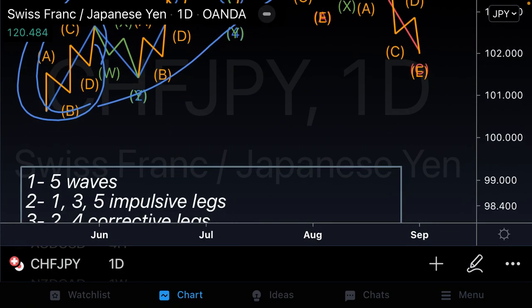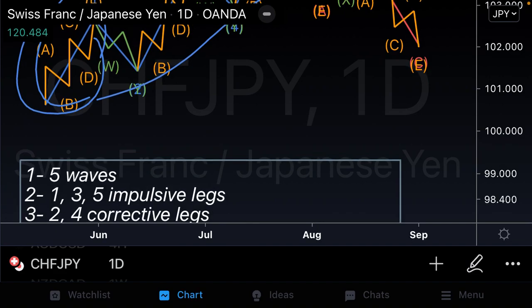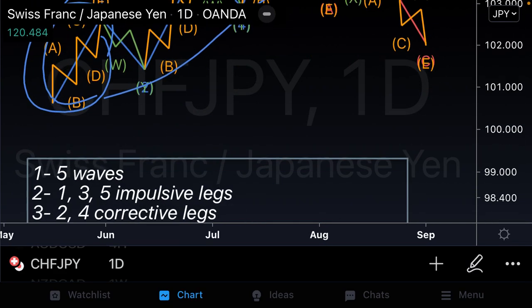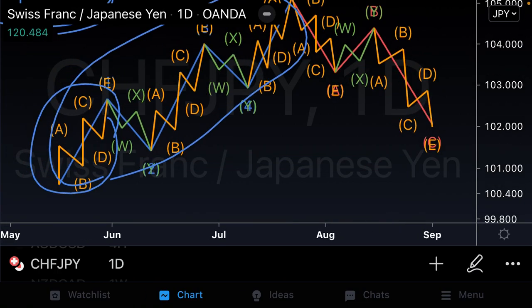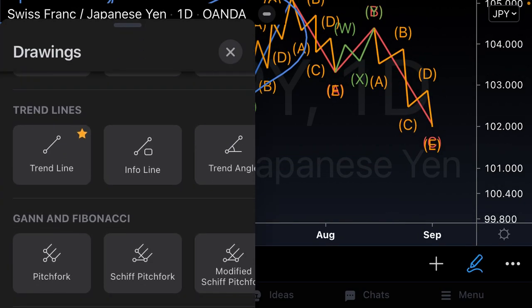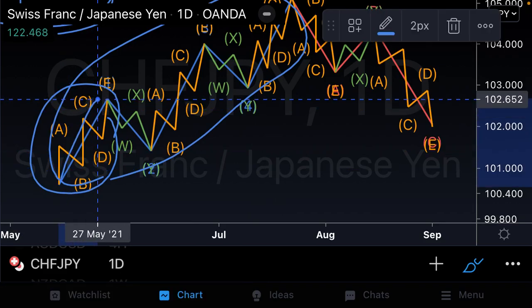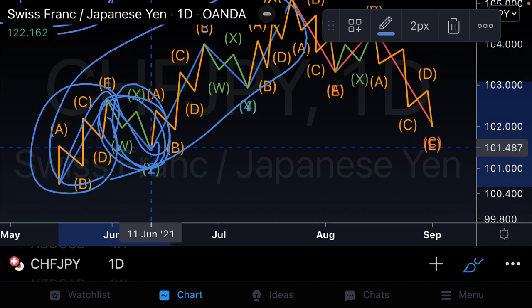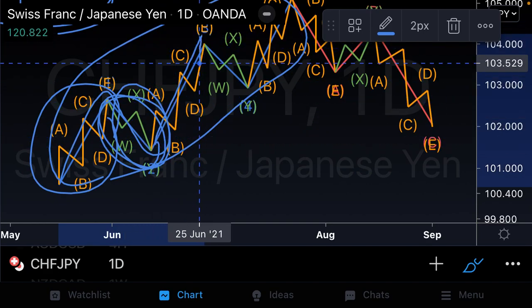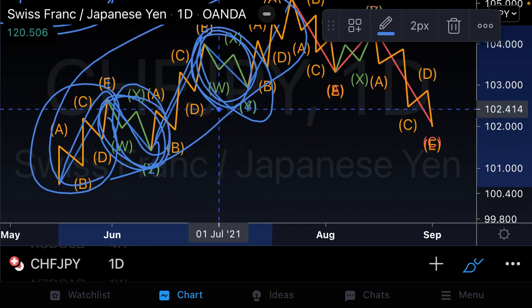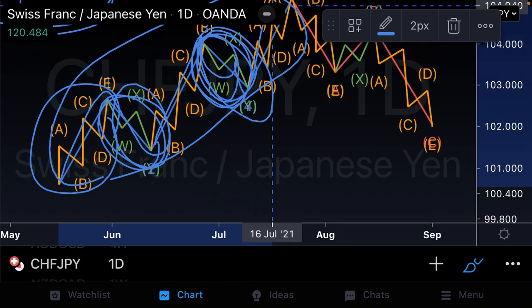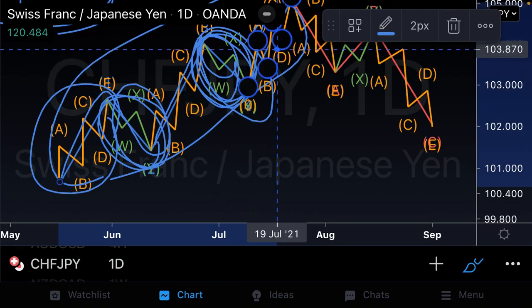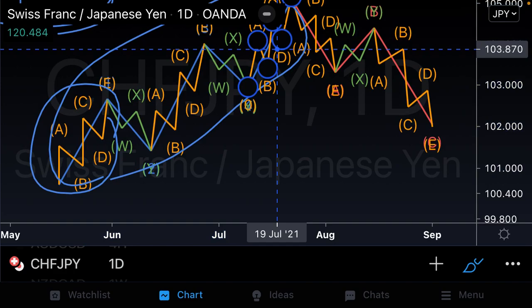So we'll go on to rule number 3, our third guideline, guys. Wave number 2 and wave number 4 are always corrective structures. So we've discussed wave 1, impulsive. Wave number 2 is always a corrective structure. Wave number 3, impulsive. Wave number 4 is always a corrective structure. And then we have that wave number 5, which can end impulsively as well.